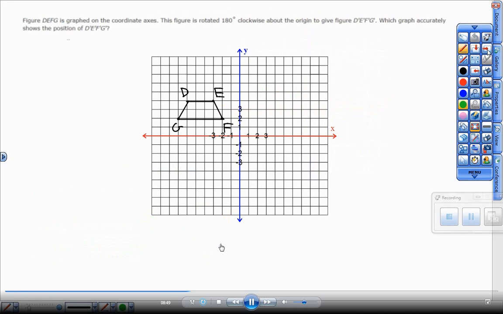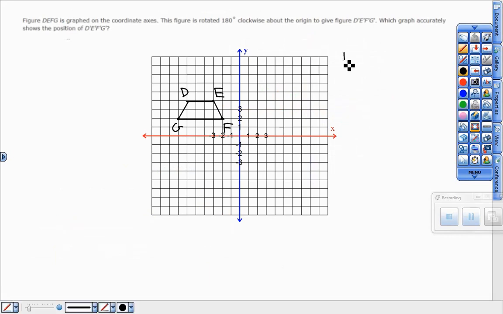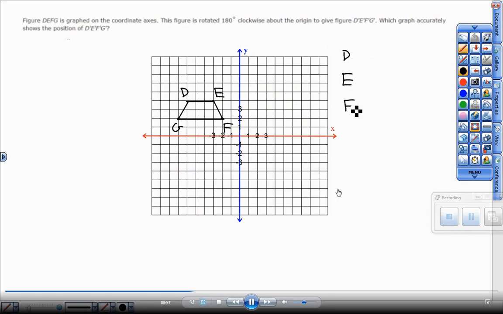For this one, the 4th word is way. Way is the 4th word. All right, for this one, they want you to do a 180-degree rotation.